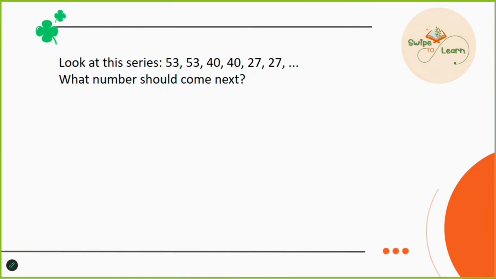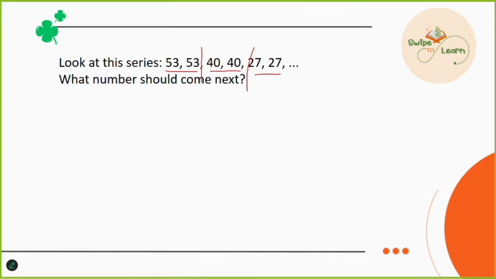Now let's set it up with another question. Look at this series: 53, 53, 40, 40, 27, 27. That's doubling each time. So what number should come next? Okay, so we can see that numbers are appearing twice. So what we do is we'll group these two numbers, and now we'll find that logic.